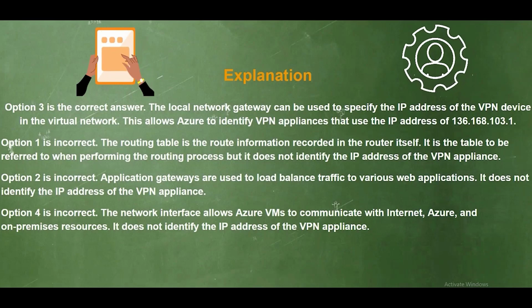Option 2 is incorrect. Application gateways are used to load balance traffic to various web applications. It does not identify the IP address of the VPN appliance. Option 4 is incorrect. The network interface allows Azure VMs to communicate with Internet, Azure, and on-premises resources. It does not identify the IP address of the VPN appliance.